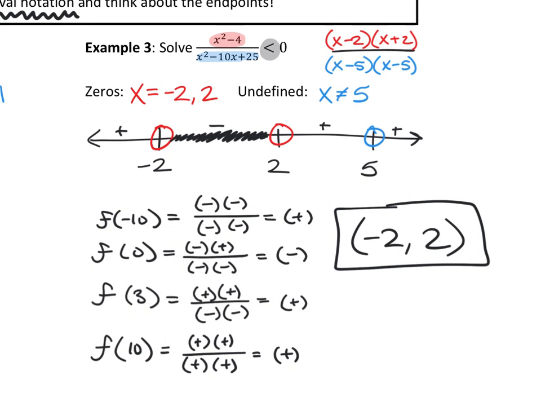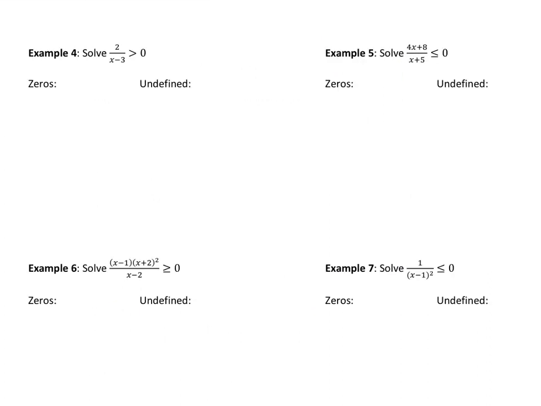How do we feel? Are sign charts getting a little bit easier, or are they still tough? Okay, I'm seeing nodding heads. That's good. They're getting easier. Let's go to the back. We've got a few more practice problems. Same sort of thing. We're just going to see different scenarios of stuff that could happen with the graph.